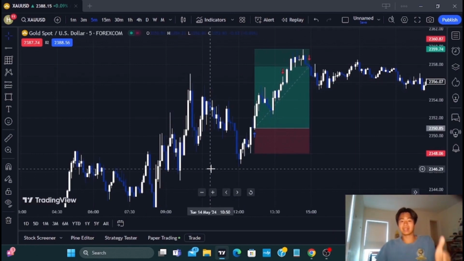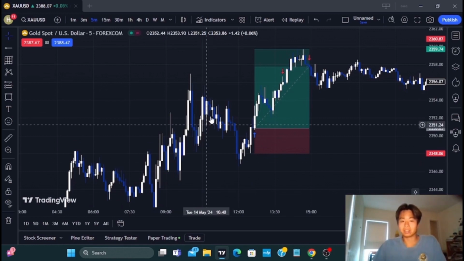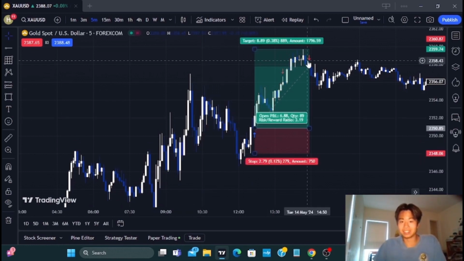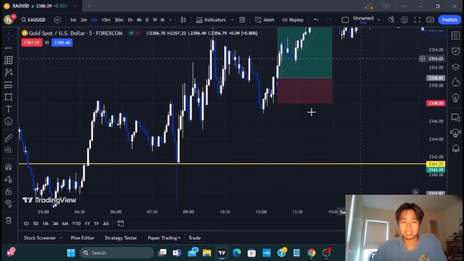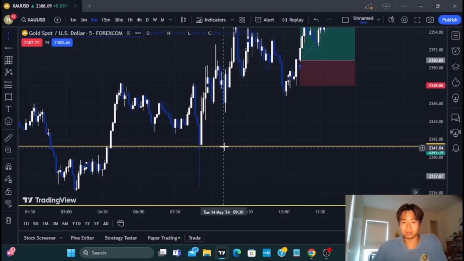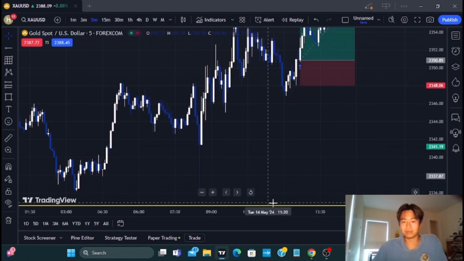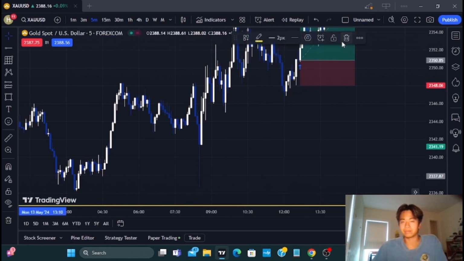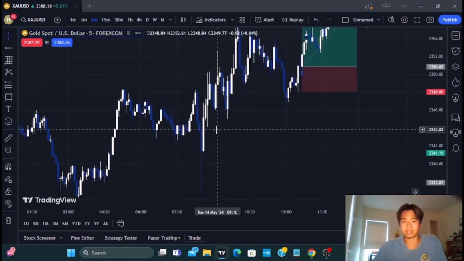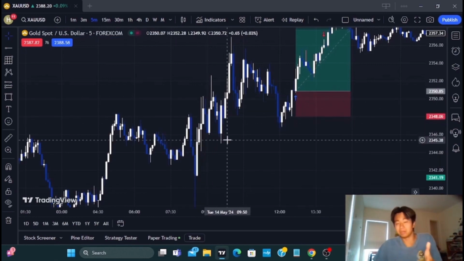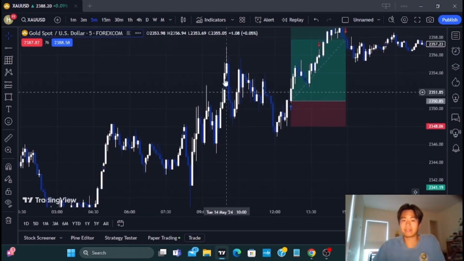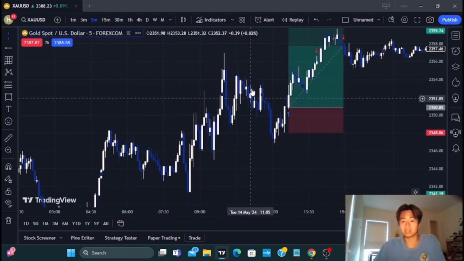And this is the same thing. ICT power of 3: accumulation, manipulation, distribution. It doesn't get any more textbook than that, right? So after, let me remove these lines. After news, I think it was PPI on Tuesday yesterday, price started to consolidate in an upwards trend, and then after this candle at 10 a.m. price started to consolidate and accumulate orders in a downtrend.